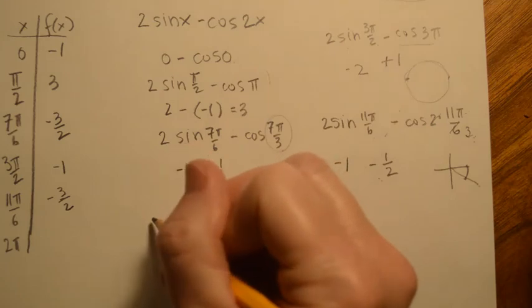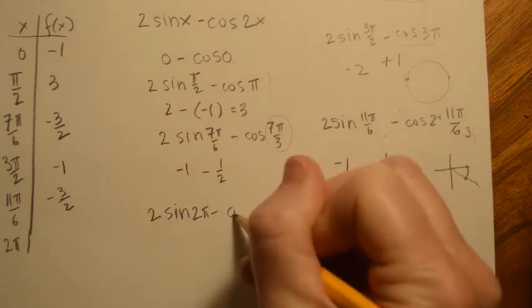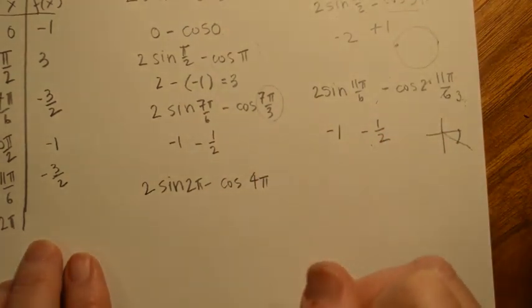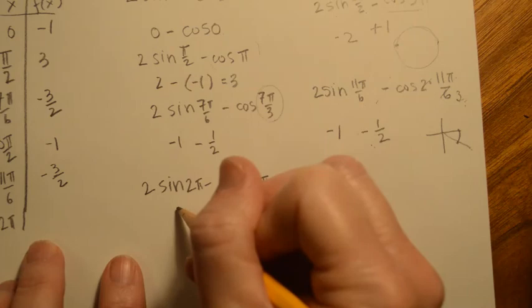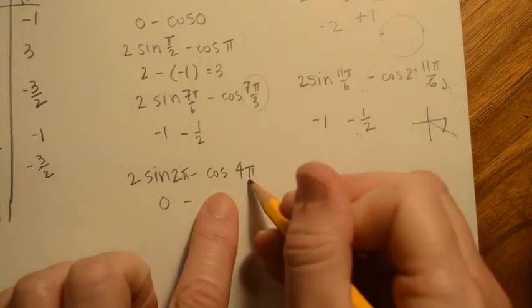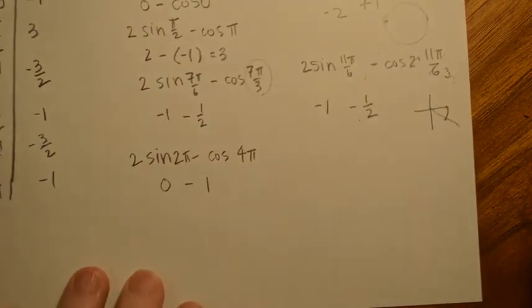And then 2 pi. 2 sine of 2 pi minus cosine of 2 times 2 pi, or 4 pi. Sine of 2 pi is 0 minus, and then cosine of 4 pi, that is going to be the same as cosine of 0, which is 1, so we end up with -1.